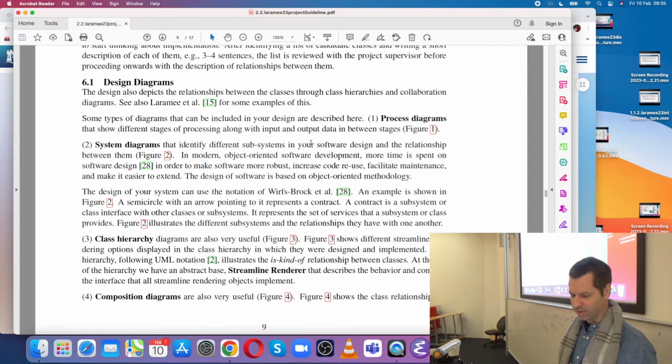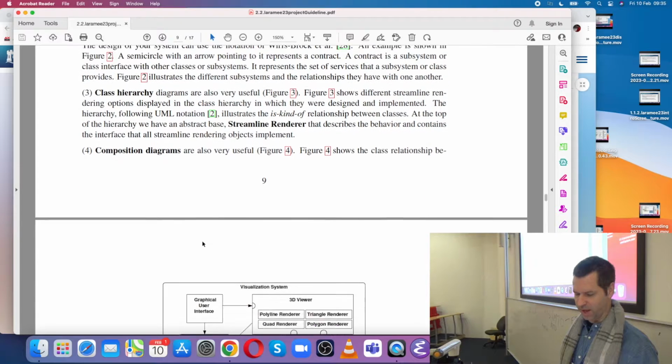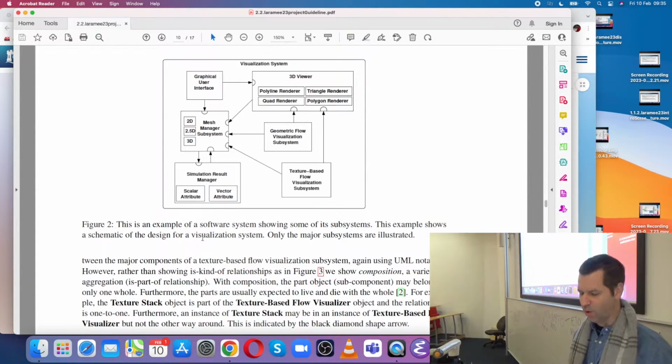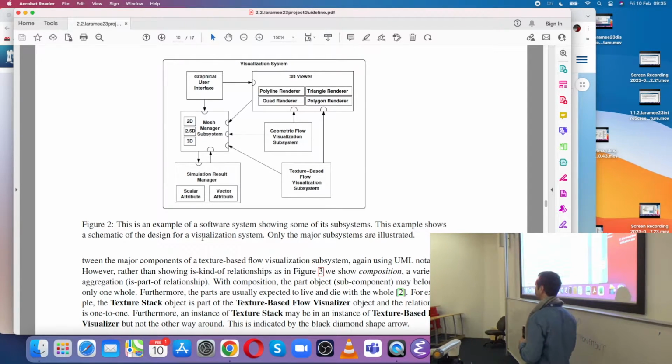Design diagrams, you can have system diagrams, class hierarchies, for example, if you're having software, right? Class diagrams. This is another example of an overview diagram of some software, right? How it's organized, what subsystems it has, and so on.